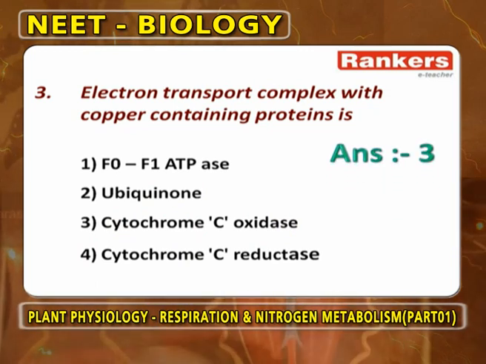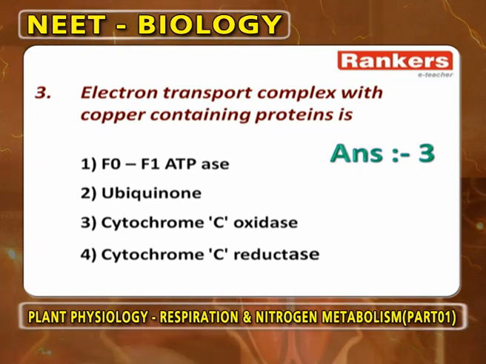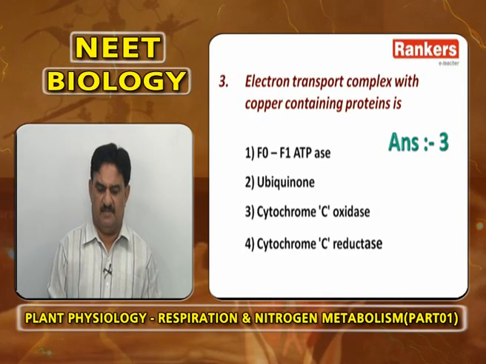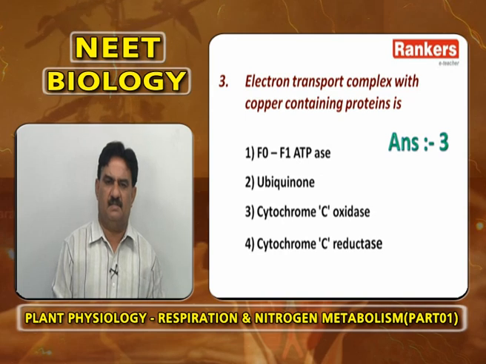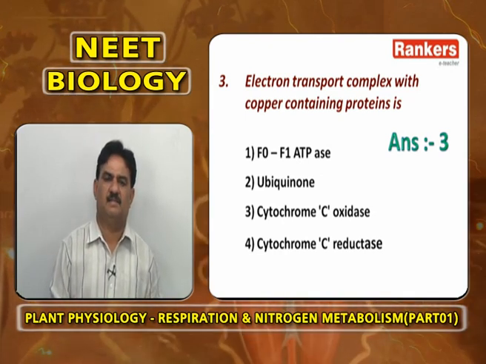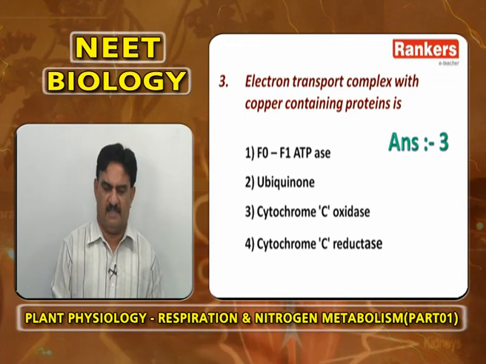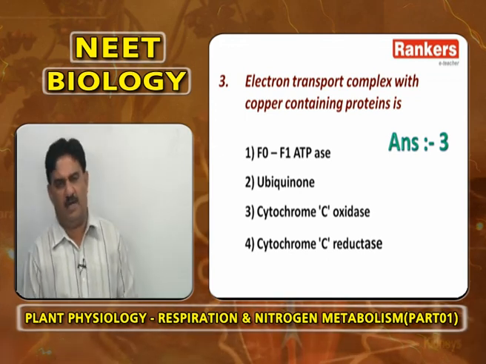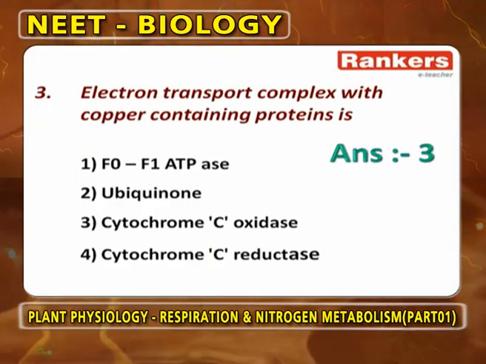Next, electron transport complex with copper containing proteins. Complex 1, NADH dehydrogenase complex, contains many iron sulfur proteins. Complex 2, that means succinic dehydrogenase complex, contains 2 iron sulfur proteins. Complex 3, cytochrome reductase, contains 1 iron sulfur protein. Complex 4, which is called cytochrome C oxidase, always contains 2 copper containing proteins.